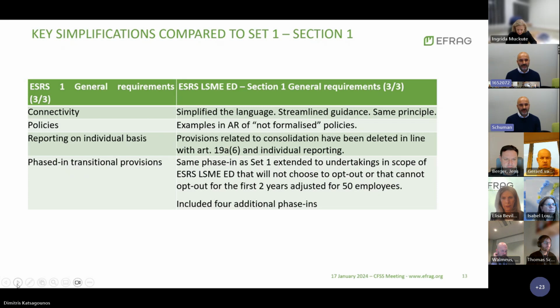And in relation to reporting on an individual basis, as I told you before, the LSME is only for individual reporting. For the phase-in transition, we have the same phase-in as in set 1, extended to the undertakings in scope of SRMEs that will not choose to opt out or that cannot opt out for the first 2 years. And we adjusted the threshold to 50 employees. We included also 4 additional phase-ins compared to set 1.